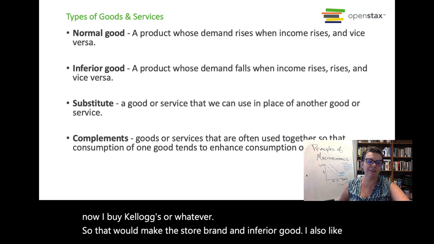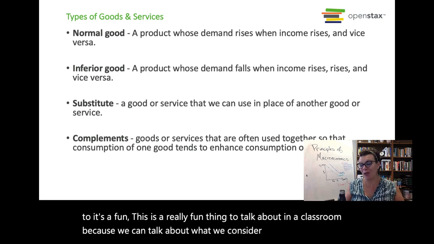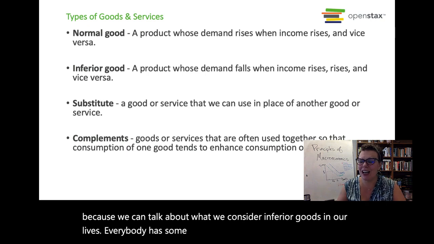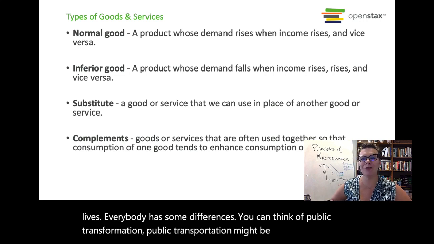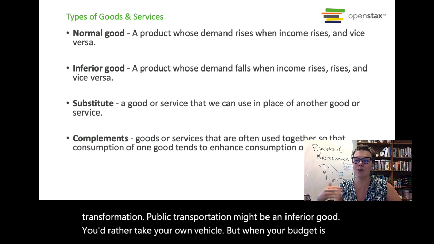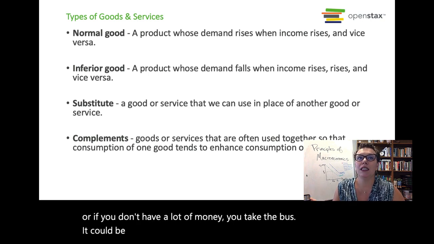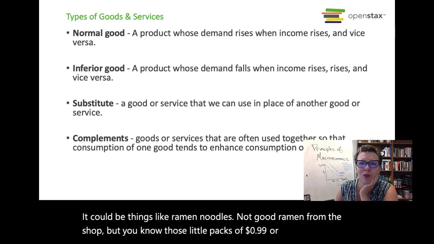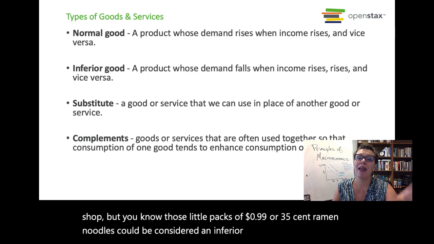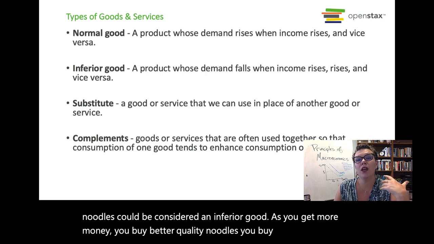I also like to, this is a really fun thing to talk about in a classroom, because we can talk about what we consider inferior goods in our lives. Everybody has some differences. You can think public transportation might be an inferior good. You'd rather take your own vehicle, but when your budget is tight, or if you don't have a lot of money, you take the bus. It could be things like ramen noodles, not good ramen from the shop, but those little packs of 99-cent or 35-cent ramen noodles could be considered an inferior good. As you get more money, you buy better quality noodles, you buy better quality food, that kind of thing.